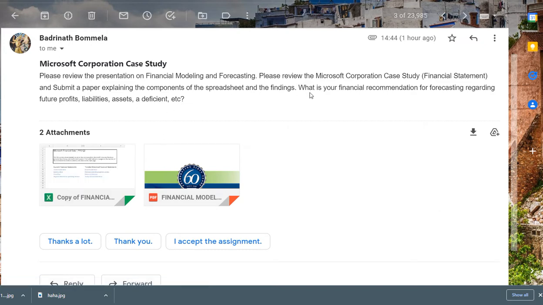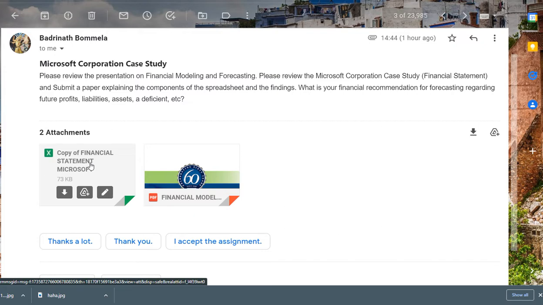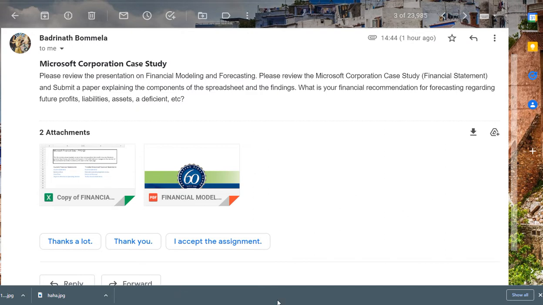Next, you need to find out what is your financial recommendation for the forecasting regarding future profits, liabilities, assets, and deficits. So when you open this financial statement, you find different types of information and you are supposed to comment about different information based on your understanding of the financial statements and whatever data is present on them. Okay, so you read this one. I'm trying to explain this understanding on financial statements and concepts. Just open the file.